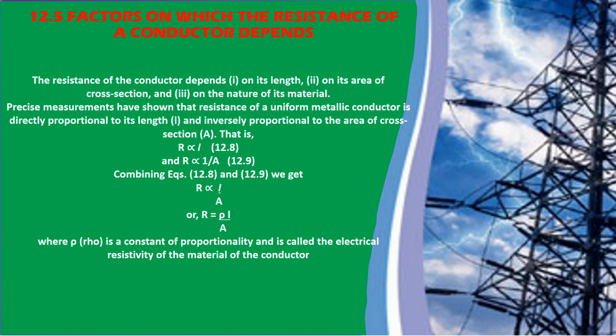What does high resistance mean? If the conductor opposes the flow of current, then it has high resistance. If the conductor does not oppose it, then we say it has low resistance. Now, the resistance of the conductor depends on some factors. In this portion, we are going to see which factors resistance depends on.